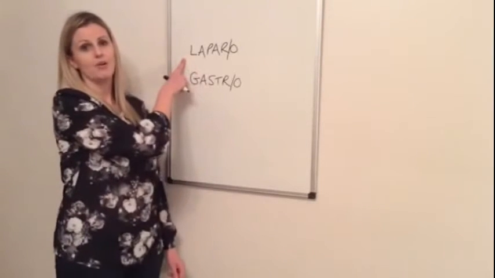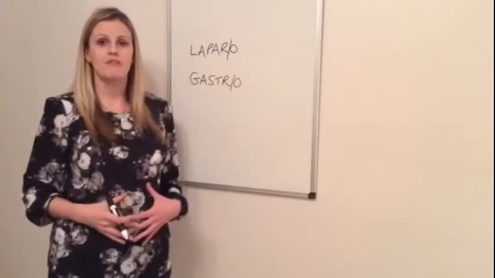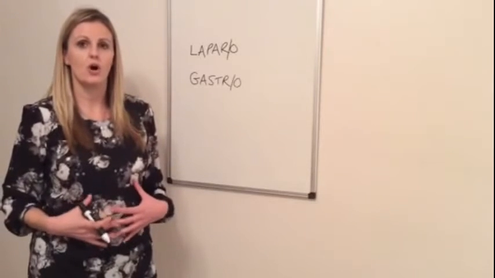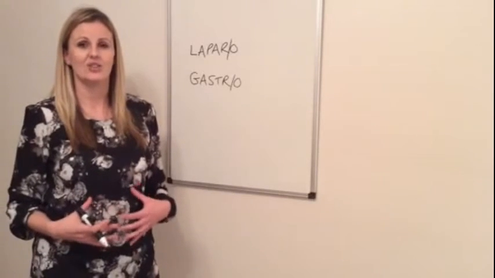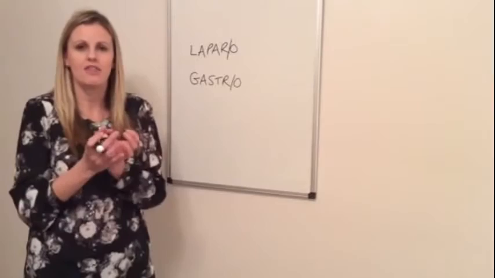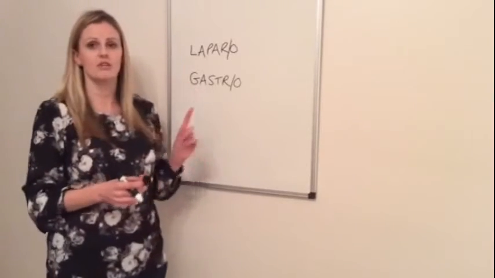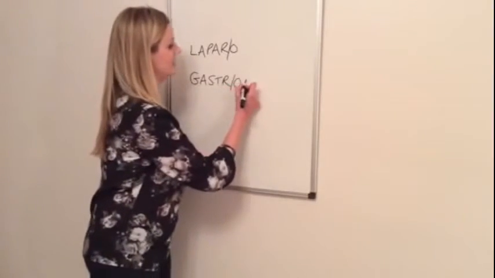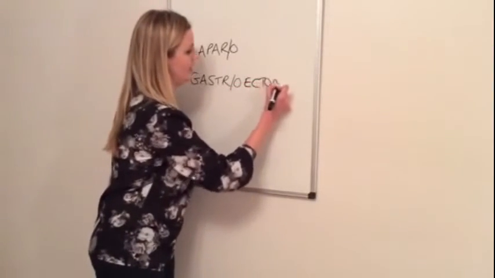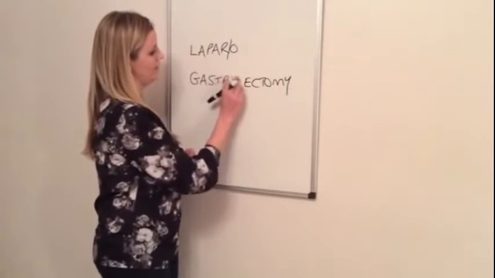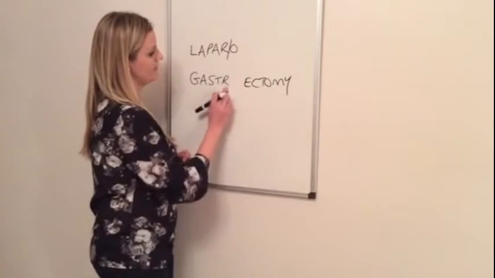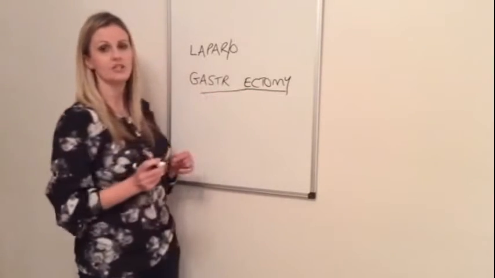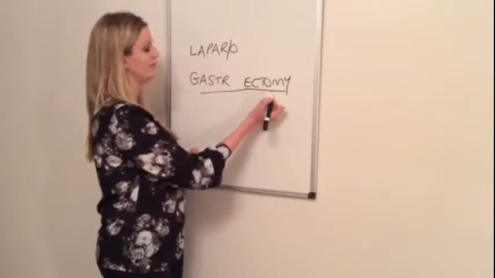Now if you said lapero, you'd actually be wrong. Lapero refers to your abdomen, and your abdomen is a space within the body. It's a cavity that holds your internal organs, and as such it's not an actual body part, it's not a thing. Whereas gastro does refer to your stomach, and as a result of that, if we remove this O here, because the suffix starts with a vowel, we can have a gastrectomy, removal of the stomach.